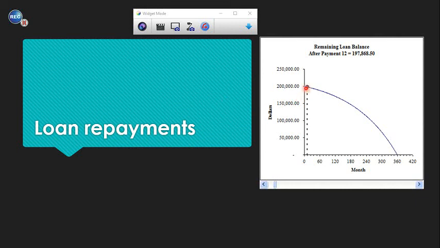Now, if we just look at repaying a loan, we'll see here that when you repay a loan, the remaining loan balance in your account becomes lower and lower and lower. So always remember, you are going to take out a loan, but every time you repay the loan, you owe them less of the total loan.